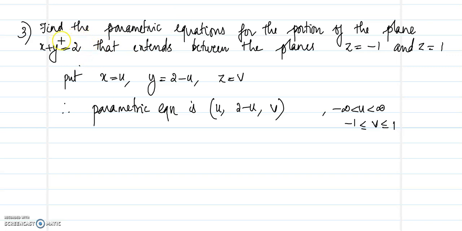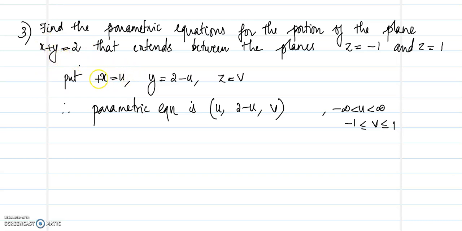The next problem is find the parametric equation for the portion of the plane x plus y equal to 2 that extends between the planes z equal to -1 and z equal to 1. So here also same, z varies from -1 to 1 and x and y vary over this plane x plus y equal to 2.